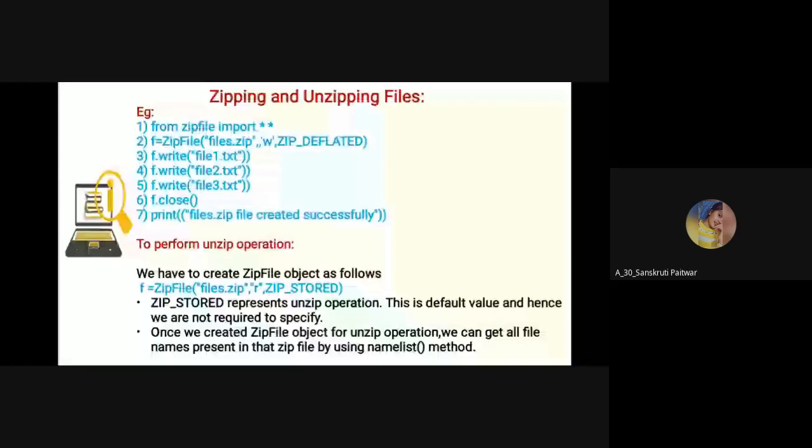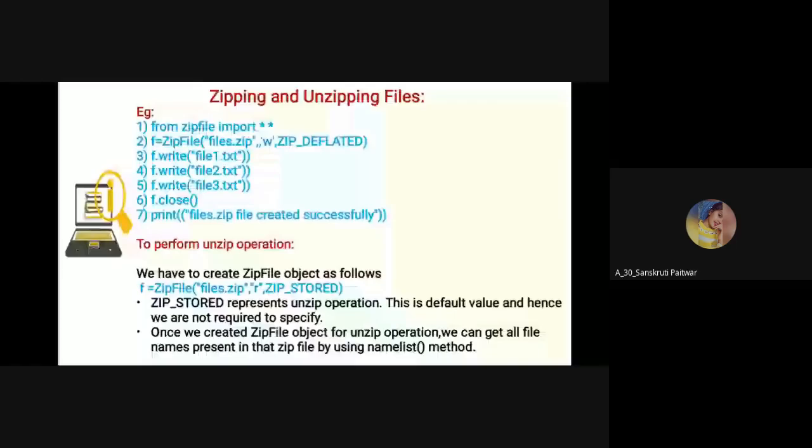You require the zipfile module, and to create a zip file, you require the ZipFile class, and you require three parameters. First, the file name. Second, the mode in which you are opening that file, and then the constant ZIP_DEFLATED. So once you create a ZipFile object, you can add the files to the zip file which you want to create. Okay, so this is the zip operation.